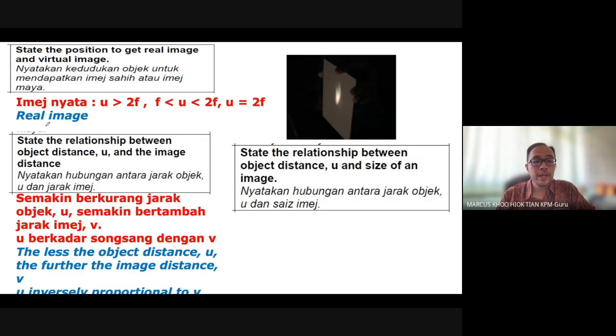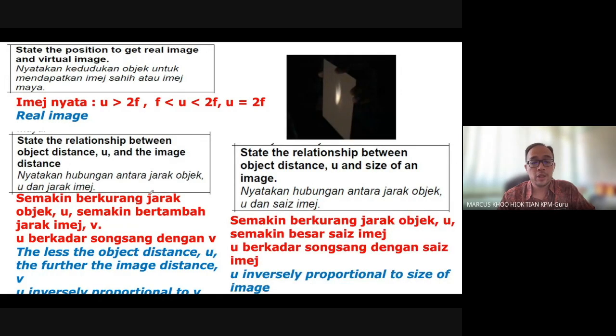Now the relationship between the object distance and the image distance: the smaller the object distance, the bigger the image distance. So same like lens yesterday. And of course the object distance U is inversely proportional to the size of the image. The further you are away from the object, the smaller your image size will be. Just like if you look at the spoon, you put the spoon nearer to you, your image becomes bigger. You put the spoon further away, the image becomes smaller. Except for one situation where you are very near to the mirror. Then the image is magnified, and not just that, it's virtual and upright.